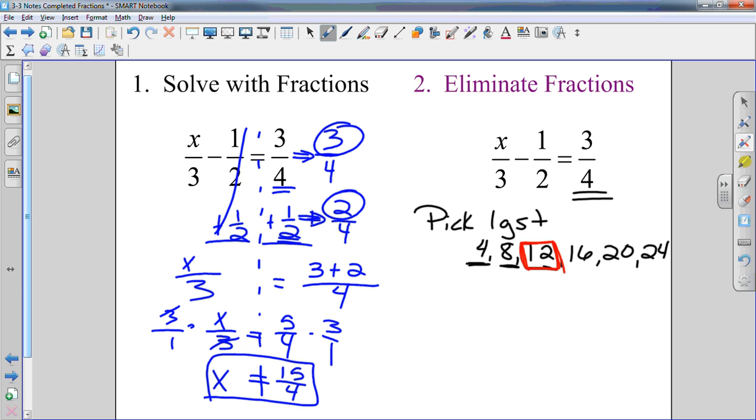What's the smallest number that all three of those evenly multiply into? You can multiply something evenly by a whole number. Does that make sense? Okay. Now, I'm going to multiply that whole equation by 12.